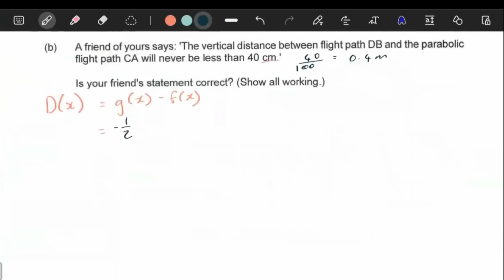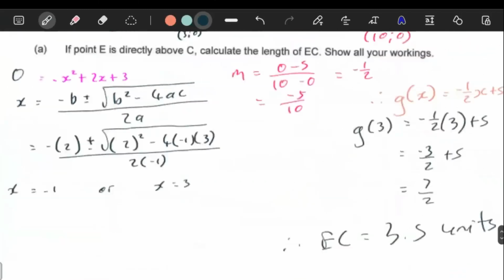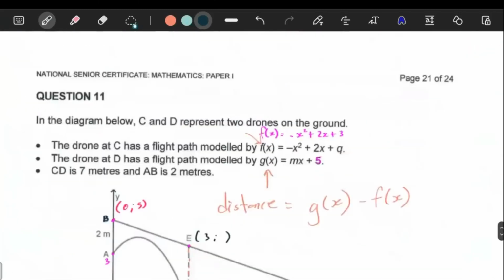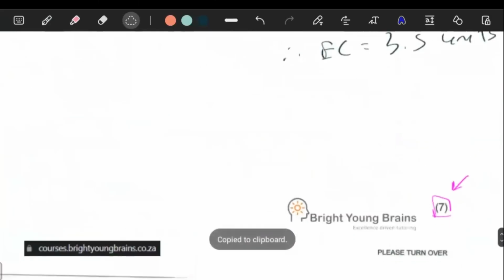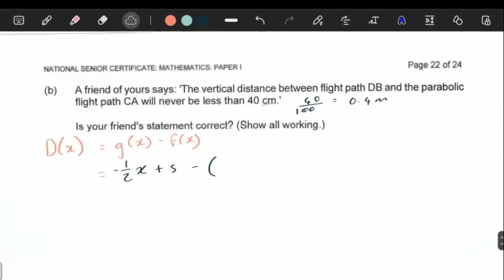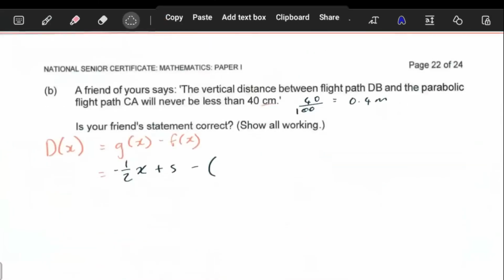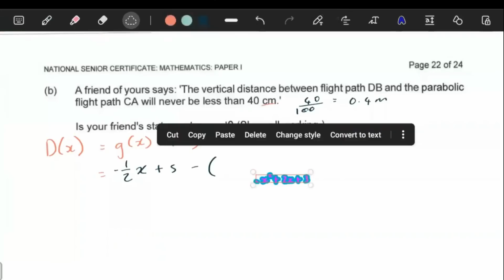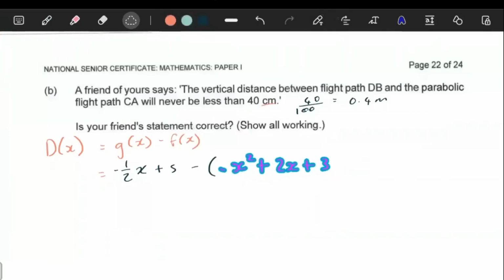Negative a half x plus 5. That's the equation of g. The equation of f(x) is just this equation over here. And we put our brackets there because those are obviously important. So let's paste this over here, and then we close this bracket here. So that being done, let's see here. Negative a half x plus 5.